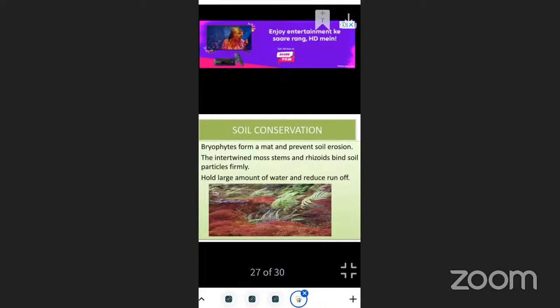So general characters, classification and economic importance of Bryophyta. Classification is a compulsory question from the exam point of view. Campbell and Brown classified the bryophytes into three classes: Hepaticopsida, Anthocerotopsida and Bryopsida. Clear? Yes, sir.